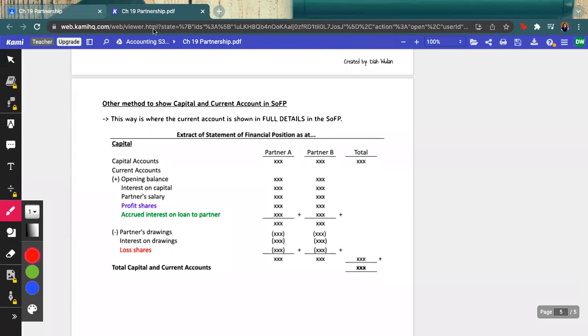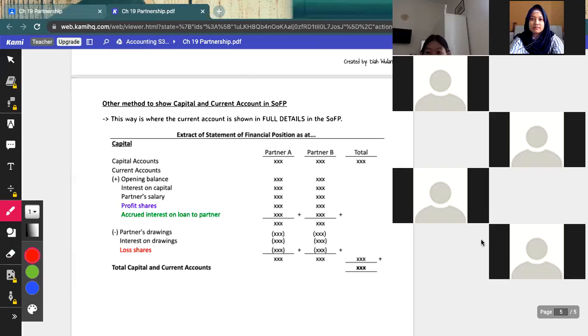Clear enough, guys? I don't see your face. Why is the camera off, all of you? Ayo, kameranya on dulu ya. Okay, Arfi, thank you for the response.